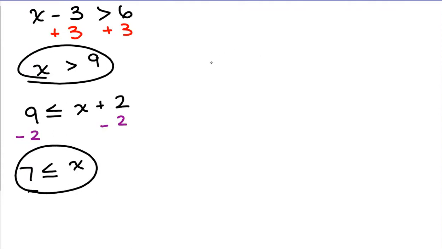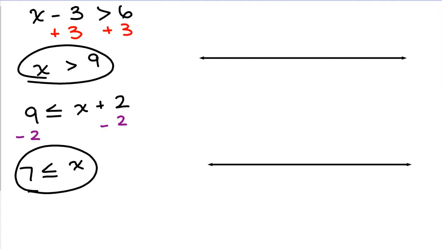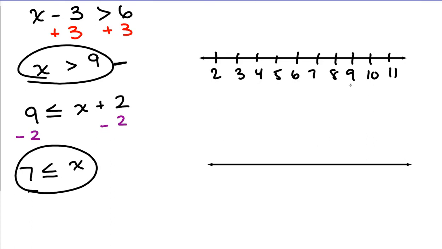Now let's say we also wanted to graph these inequalities. If you didn't watch the video on graphing, I'll just do a quick review. So let's do numbers 2, 3, 4, 5, 6, 7, 8, 9, 10, 11. Okay, so let's graph x is greater than 9. We're going to find 9 on our number line, and we're going to test our numbers. So if x were equal to 9, we would have 9 is greater than 9. Now that is not true, so we leave this open because it's not a solution.